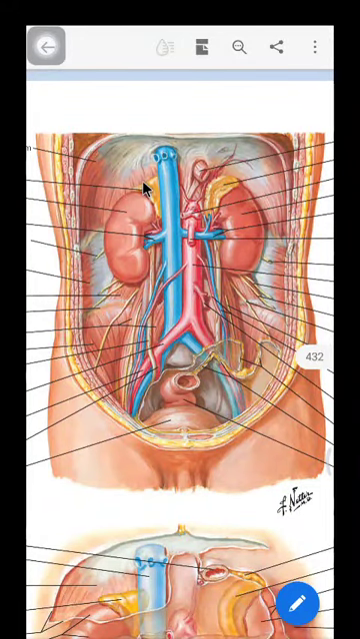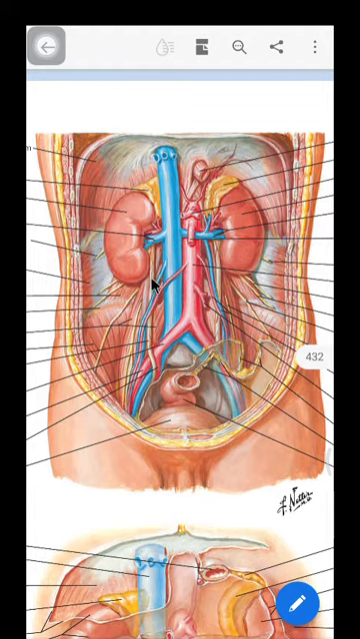We are going to see about the ureter. So this is the right kidney, this is the left kidney. Here you can see the hilum of the kidney where the pelvis of the right kidney arises. It comes downwards, and at the lower border of the kidney it continues as the ureter.